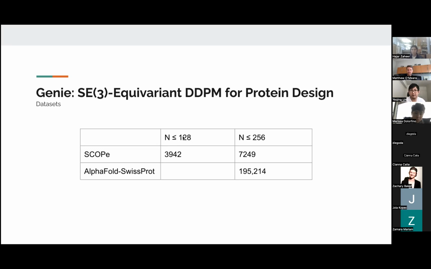Keeping the maximum length at 128, we have around 4,000 structures, and keeping it at 256, we have around 7,000 structures. The next dataset that we use is the AlphaFold sweet spot dataset, which gives us much more structure. Ideally in generative space, the more structures, the better, because it allows the model to have a better understanding of what the data distribution looks like compared to fewer data.